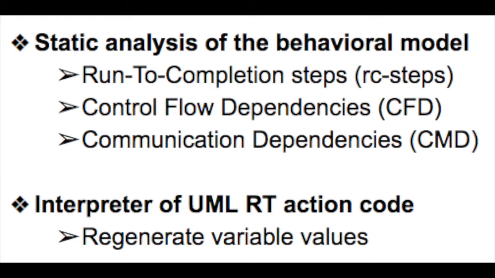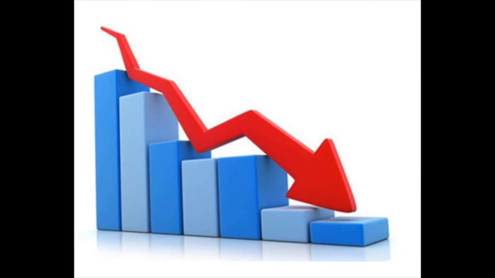This technique is used to compute all possible run-to-completion steps and determine control flow and communication dependencies. Moreover, MReplayer employs an interpreter of UMLRT action code to regenerate variable values during a replay. With the benefit of these techniques, MReplayer is able to reduce the sizes of traces significantly, because no longer they need to be annotated with timestamps and variable values.